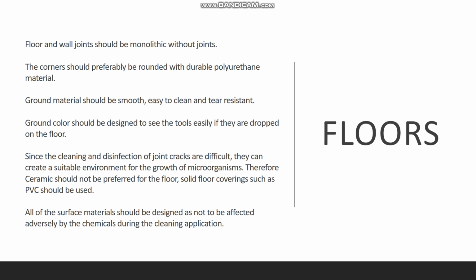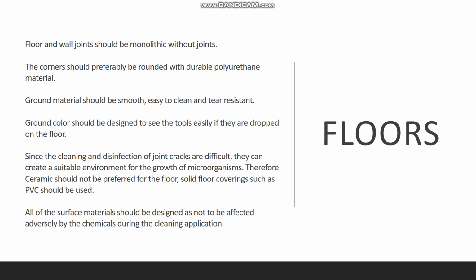Floors. Floor and wall joints should be monolithic, without joints. The corners should preferably be rounded with durable polyurethane material. Ground material should be smooth, easy to clean, and heat-resistant. Ground color should be designed so that tools can be seen easily if they are dropped on the floor. Since the cleaning and disinfection of joint cracks are difficult, they can create a suitable environment for the growth of microorganisms. Therefore, ceramic should not be preferred for the floor. Solid floor coverings such as PVC should be used.